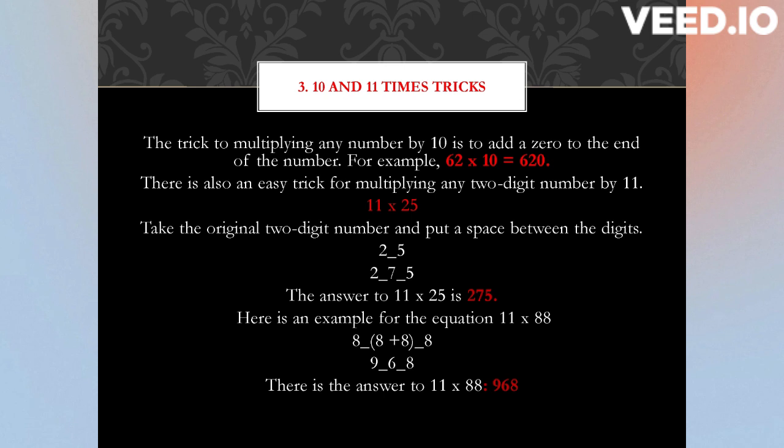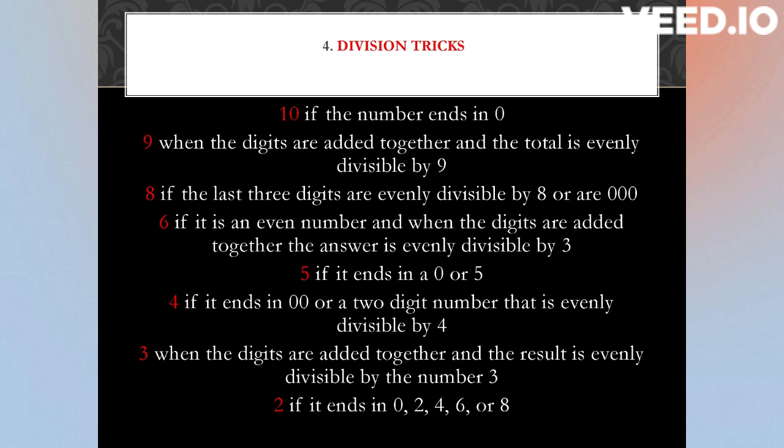Yeah, next one is division tricks. So children, here I have given the division tricks for each and every number, how to find out whether a number is exactly divisible by a given particular number. But for this I'm planning to do one more video, don't worry, just follow these tricks for now. 10: if the number ends in 0.